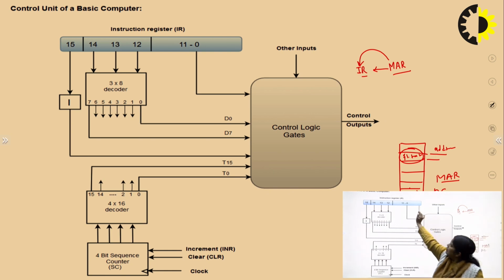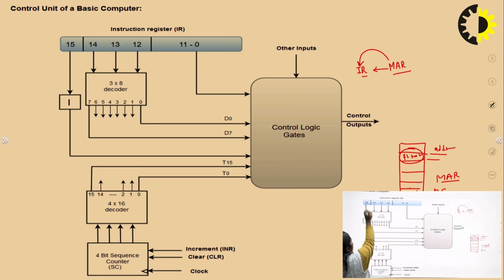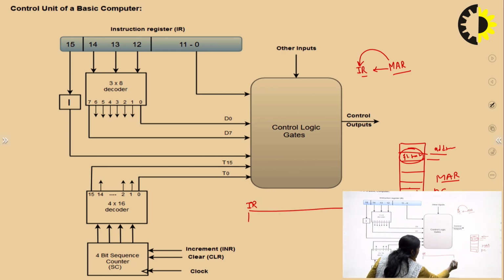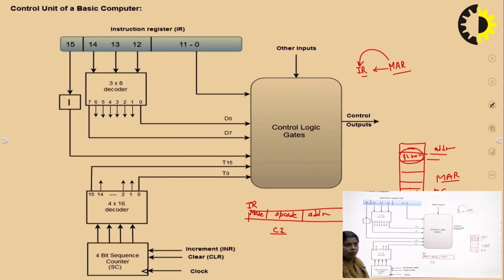Instruction register contains the instructions and addresses both. So you can see here there is a 16-bit instruction. What is this 16-bit instruction? The instruction register has the computer instruction format: first the mode, then the opcode, and then the address. This is the format of any computer instruction. And the mode is what?